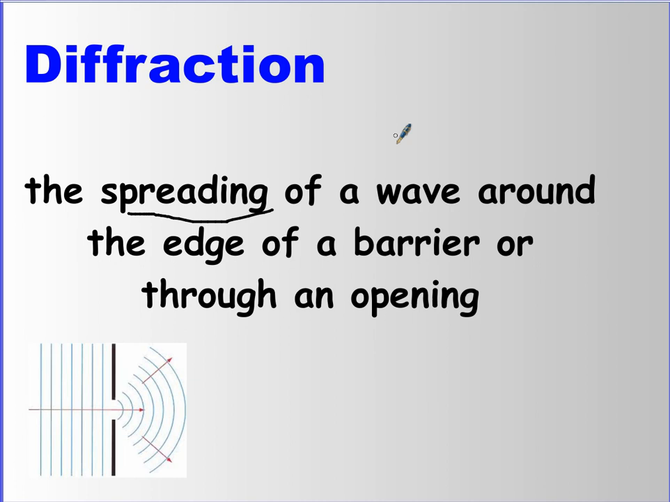So if I have parallel wave fronts coming in and they hit this barrier, and then there's this slit of some diameter d, the waves are going to curve out like this. All right? So all diffraction is the spreading of waves around an edge or a barrier.